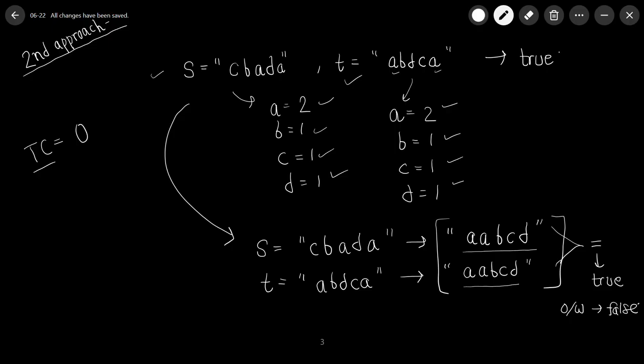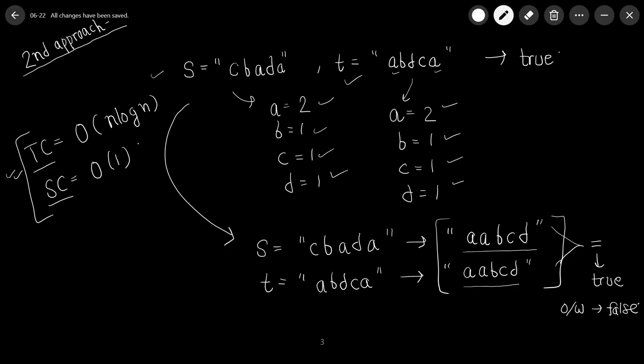Coming to the time and space complexity, since we are sorting, time complexity is n log n. And since we are using no extra space, space complexity is big O of 1. So yeah, this was our second approach, and I hope you like both the approaches.